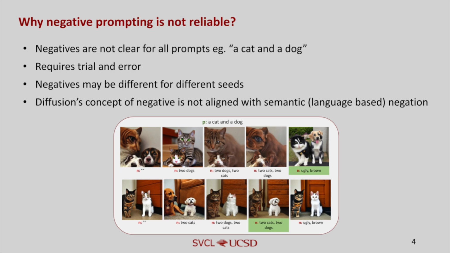It took multiple attempts to get a negative prompt which actually works, and the negatives are also different for different seeds, as can be seen in these images. We hypothesize that this is due to diffusion's concept of negative not aligning with our semantic negatives. In this work, that's why we directly want to learn the negatives from the diffusion models and use them to come up with a final image.